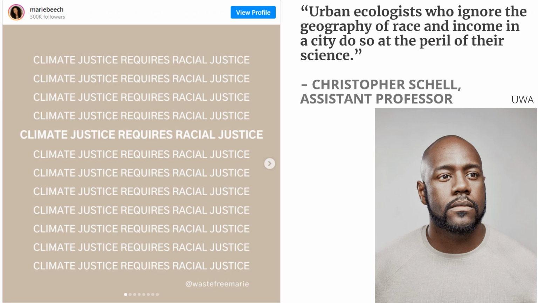We know that social and economic inequality is an ecological issue. And I love this quote by Dr. Shell, who is a professor at the University of Washington. He says that urban ecologists who ignore the geography of race and income in a city do so at the peril of their science. Urban ecologists study ecology of cities, and Dr. Shell is rightly pointing out that we cannot study ecology without studying social and economic inequality. This is true for all other ecological systems, not just those in urban areas.